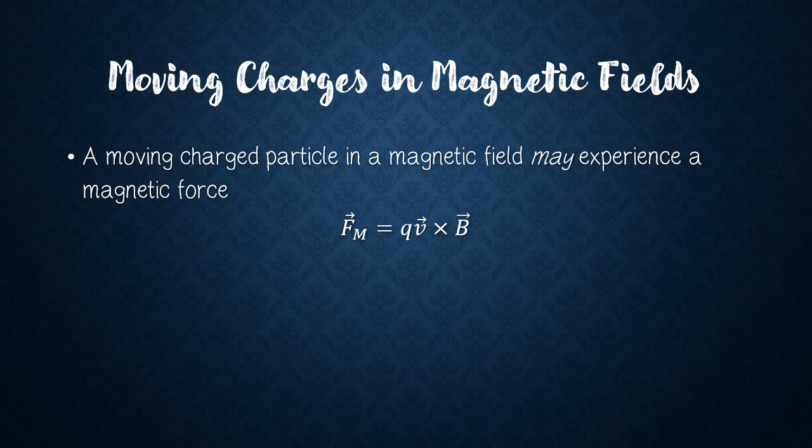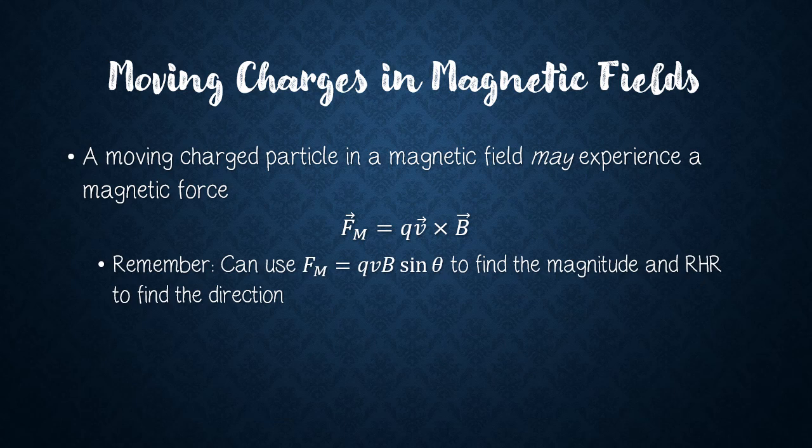Additionally, since there's a cross product in there, it is entirely possible that we have a charged particle moving in a magnetic field, but it doesn't experience a force. Think of when the cross product is equal to zero. If you think about it, that cross product is zero when the two vectors are pointed in the same direction, or opposite directions. So if the velocity is parallel to the magnetic field, then we will not have a magnetic force.